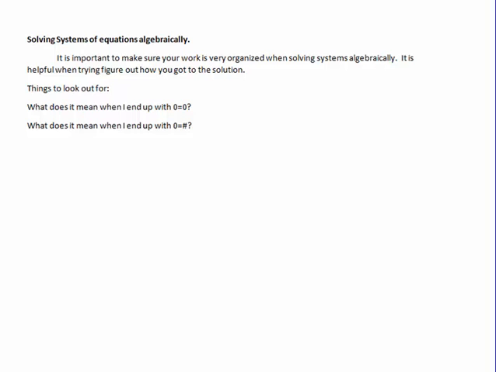Okay, here we have the guided notes for solving systems of equations algebraically. Now, when we're solving systems of equations algebraically, there's some key characteristics that we can look out for. I want to make sure we're on the same page. Whenever you're solving systems of equations algebraically, it's important to make sure that your work is very organized.